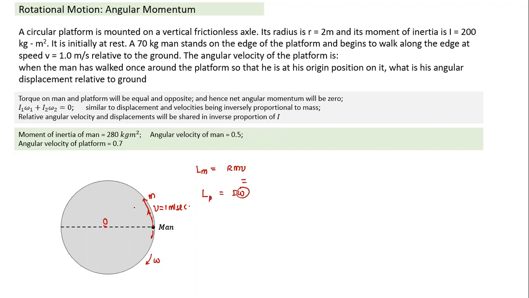Even the man I can treat as a rotational motion. How do I treat the man as rotational motion? The man's angular momentum also I can write as I omega. What should I take? The man also is like a particle, so his moment of inertia is the mass of the man into r square. I could write it in this fashion also, or treat him as a particle. Both ways you get the same answer. So the moment of inertia of the man is this, the angular velocity of the man is so much, and similarly, we can find the angular velocity of the platform.